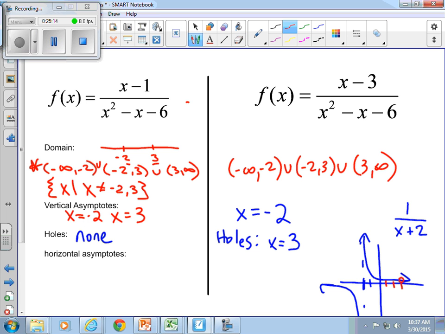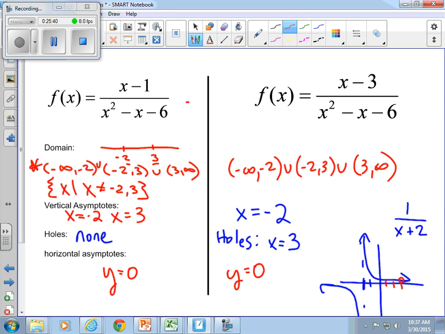Okay. For horizontal asymptotes, I'm going to follow those rules. I'm going to look at the degree at the top. What is the degree at the top? And what's the degree at the bottom? 2. So the bottom's bigger? Yes. So what's the horizontal asymptote? 0. Y equals 0 on both of them. Is that one of the rules?